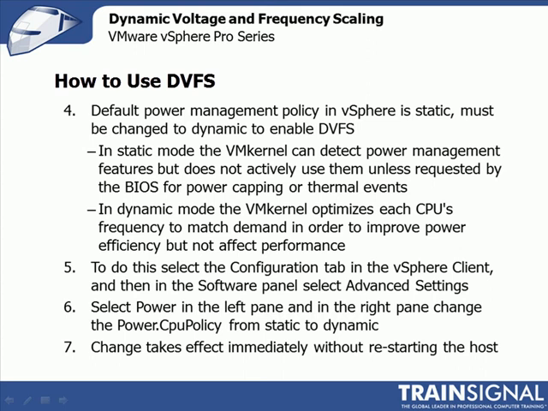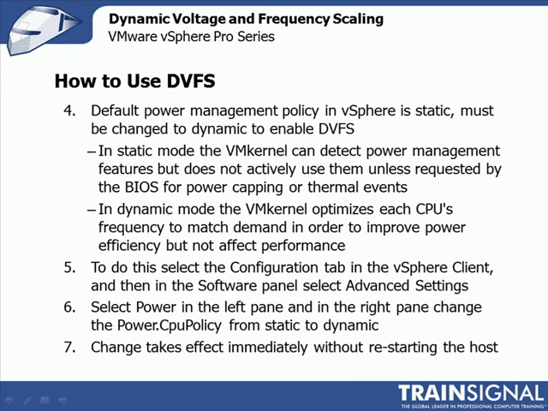To do this, you select the Configuration tab in the vSphere client, then in the Software panel, select Advanced Settings. Next, select Power in the left pane, and in the right pane, change the Power.CpuPolicy from static to dynamic, then click OK. The static and dynamic settings for Power.CpuPolicy are defined as follows.